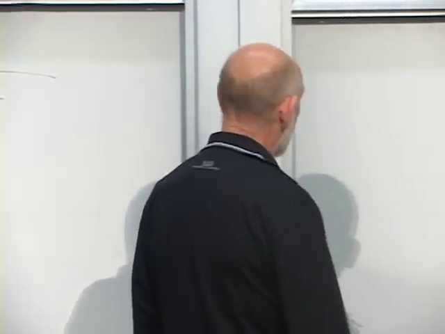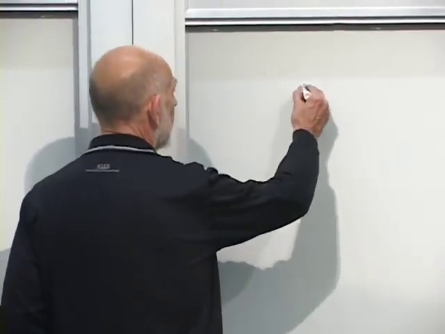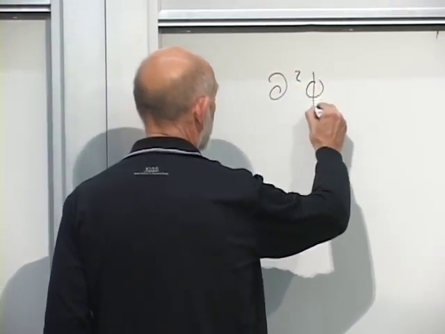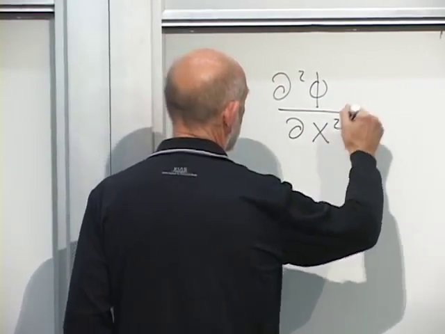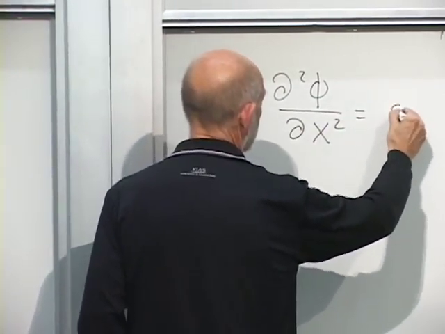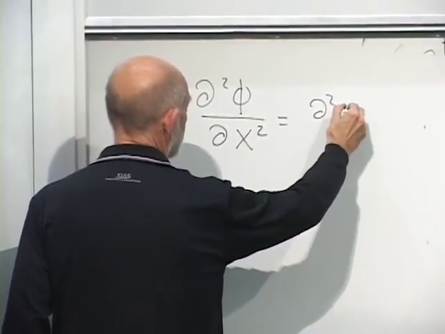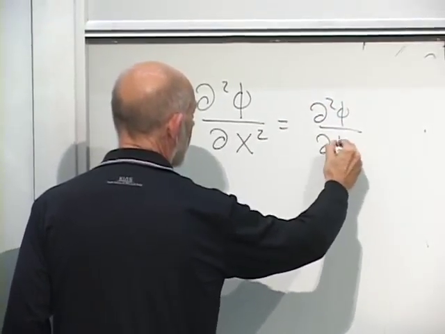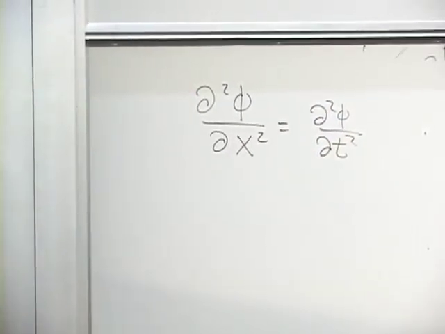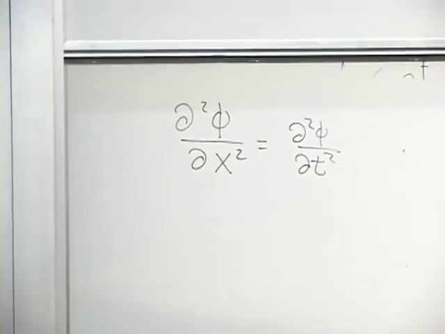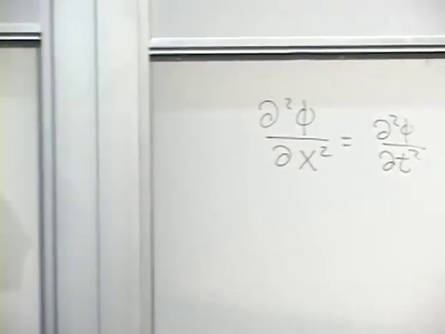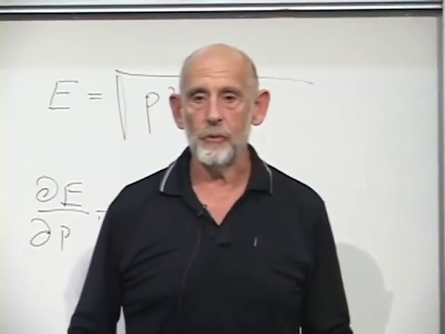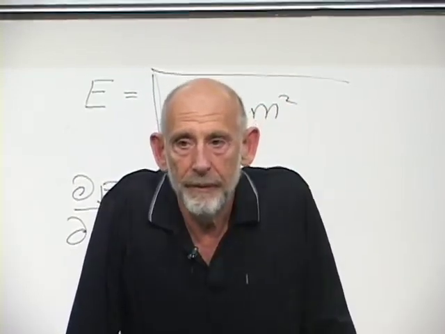These equations are also ways of thinking about wave equations. Here's a wave equation. That's an ordinary wave equation for phi as a function. Let's read it this way. What kind of wave is that? What does it move with? Speed of what?